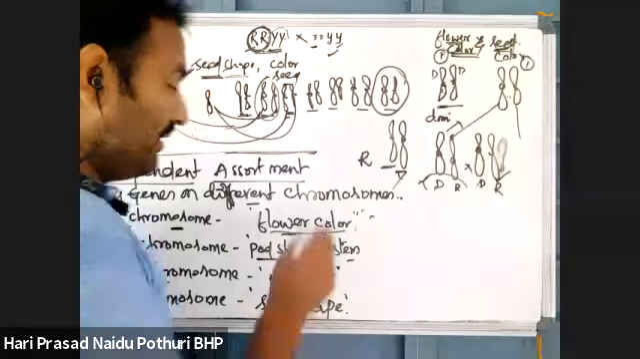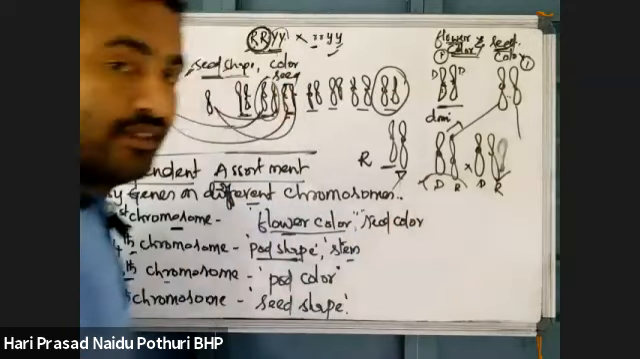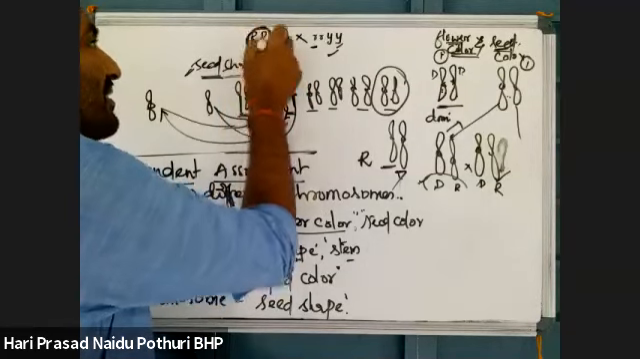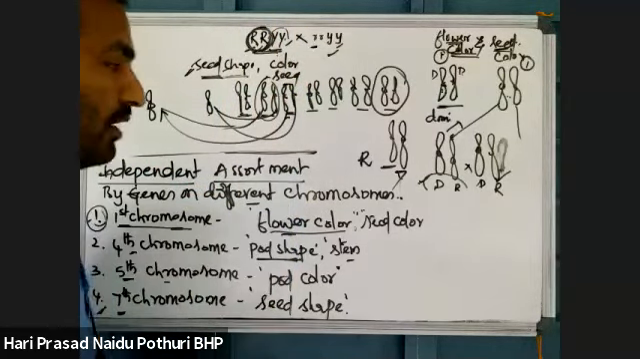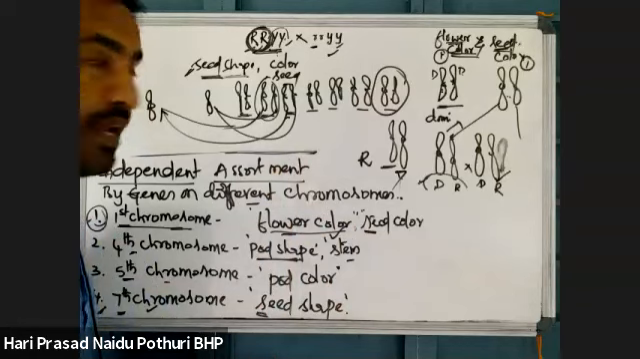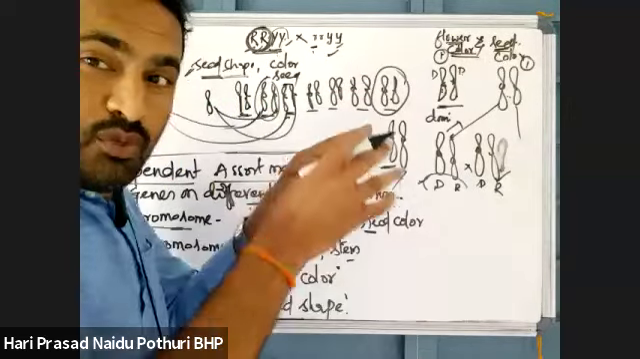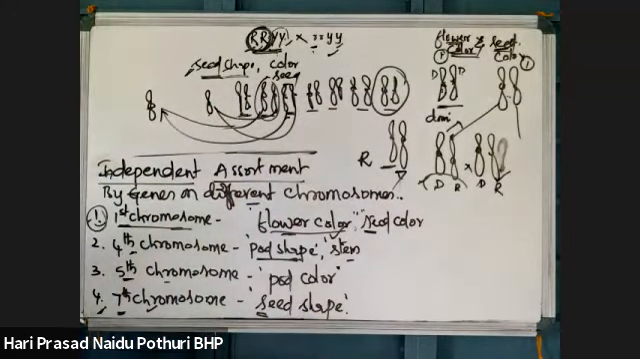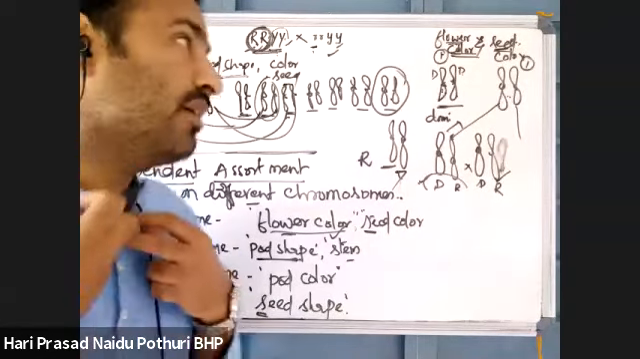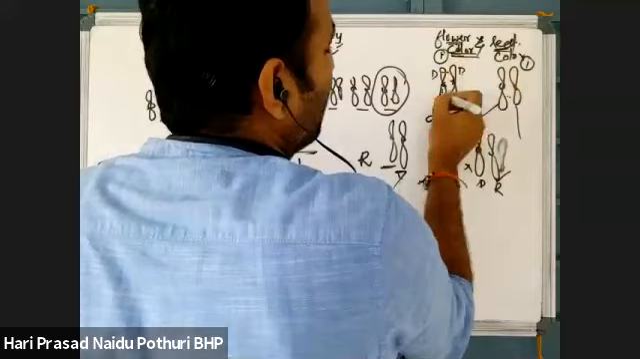See here, the characters which are responsible for flower color, seed color. If Mendel conducted a dihybrid cross for seed color and seed shape, then the seed color and seed shape characters are present on different chromosomes. As they are present on different chromosomes, during gamete formation, chromosomes will segregate. That segregation is not depending one on the other. That is clear. Okay. But suppose we take this one, where this flower color is here, seed color is here.